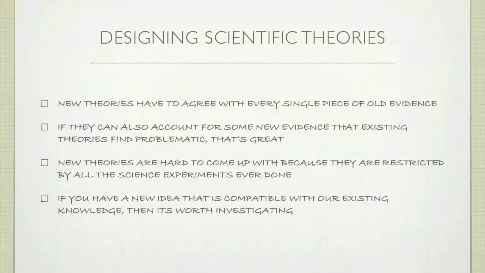So new theories need to agree with all the old pieces of evidence. Otherwise, they would be contradicted by the evidence and they'd be wrong. But if they can also account for some sort of new evidence that the existing theories were having trouble with, then they have an advantage. So that means new theories are hard to come up with because there's so many restrictions. You have to pay attention to all the science experiments we've done in the past. But if you can do that, then you have a pretty good theory that's worth investigating.